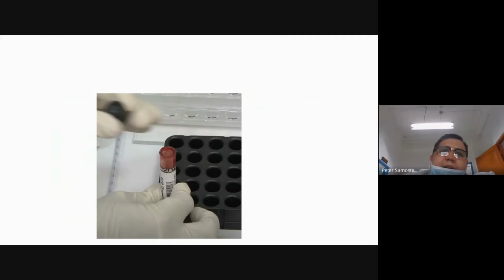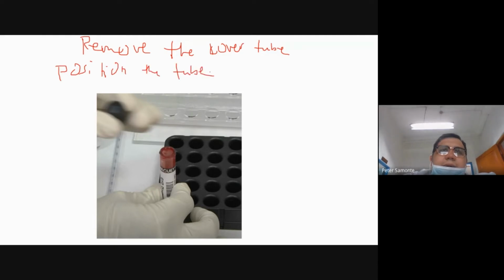So when performing ESR class, remove the cap, remove the cover of the tube. Make sure class prior to removing that you would position the tube in a straight position. Wait na lang class.